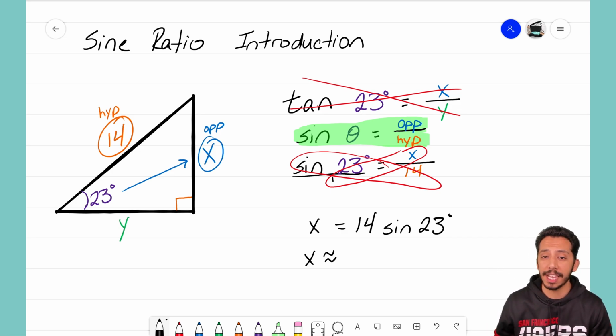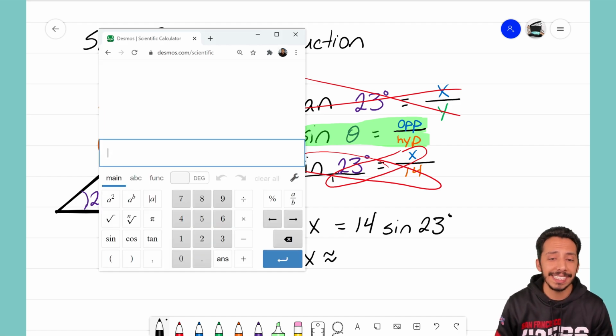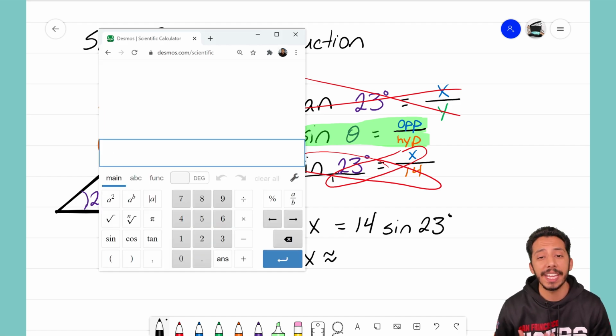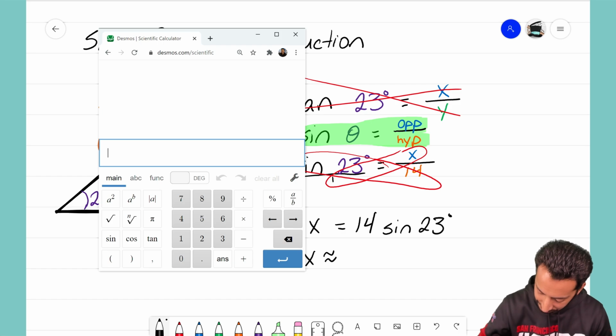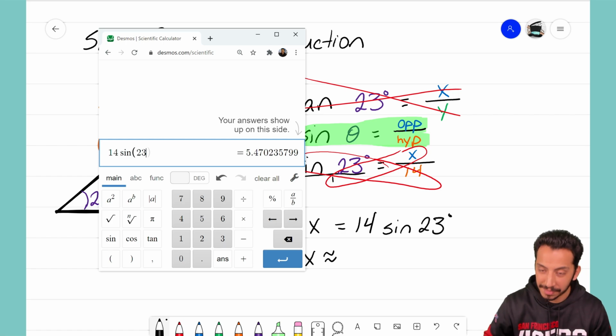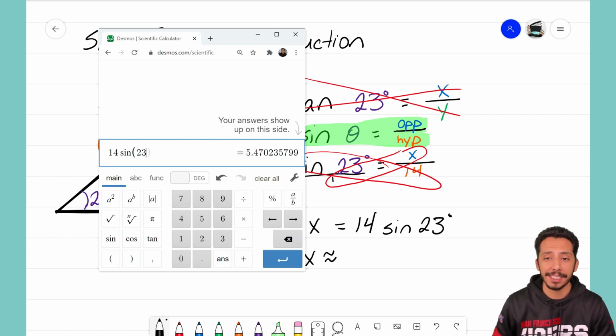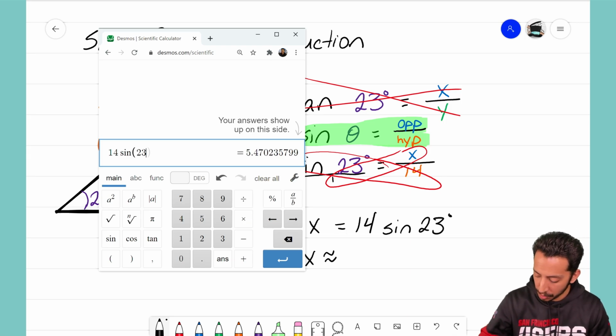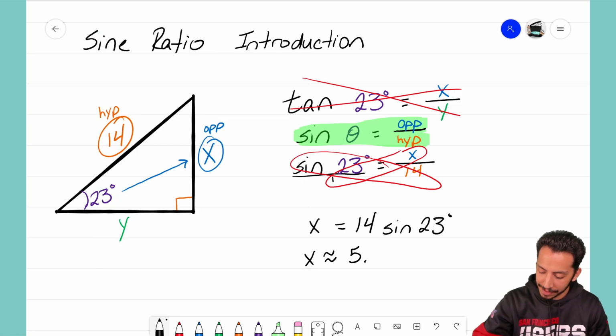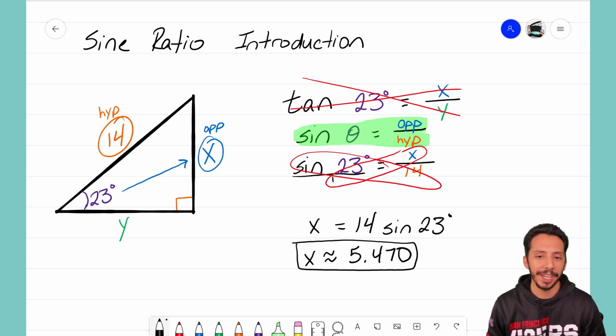I'm going to use the free online calculator called Desmos. They have a nice scientific calculator that's free to use, and it's very helpful for solving problems like this. We see that our value for x, which is 14 times sine of 23 degrees, ends up being 5.470. Remember, we always want 3 numbers after the decimal point.